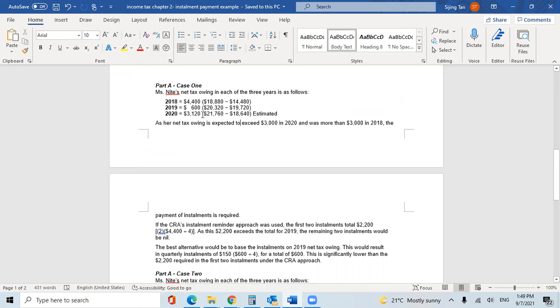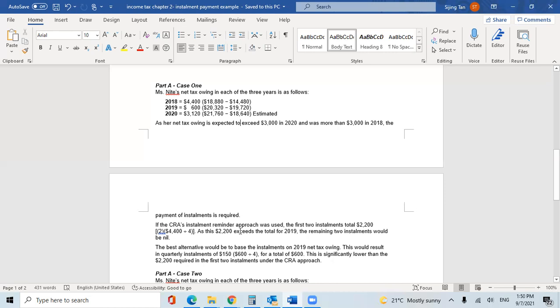Now the second question, they ask you to do a CRA installment reminder approach, which is alternative number 3. Then we use our second preceding year's total net tax, $4,400 divided by 4, you get $1,100 per quarter. You times 2, so the first 2 quarters will be $2,200. When you follow the alternative number 3 methodology, you have to use 2019, deduct the first 2 quarterly payments. But when you take a look at 2019, it's only $600. The $2,200 exceeds the total money you owe for 2019, which means that the remaining 2 installments will be nil.